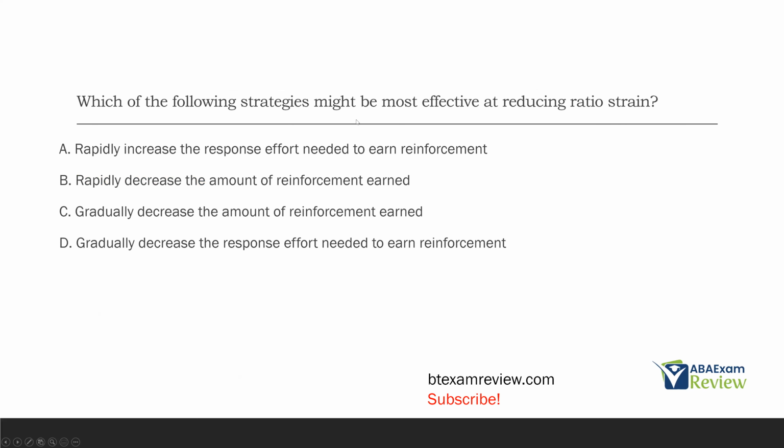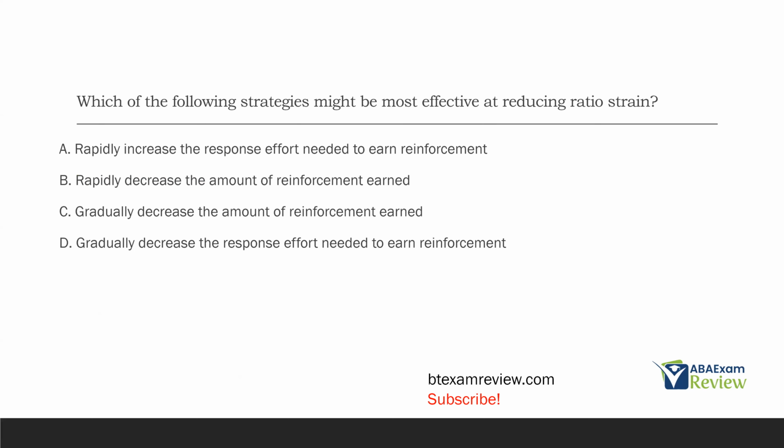Which of the following strategies might be most effective at reducing ratio strain? Well, first, you need to ask yourself, what is ratio strain? We know ratio strain is when we fade reinforcement too quickly or increase the response effort too quickly and responding no longer occurs. So typically, if we go from a continuous schedule, an FR1, to maybe an FR5, we've now increased the response requirement from 1 to 5 rapidly, and now responding may slow down. That's ratio strain. So how are we going to reduce ratio strain?